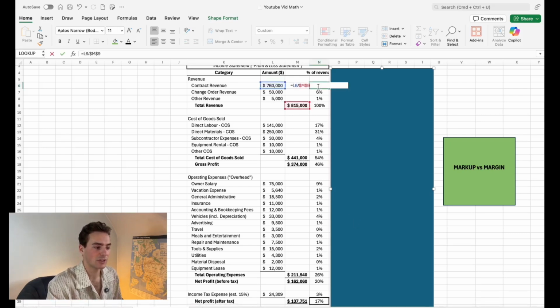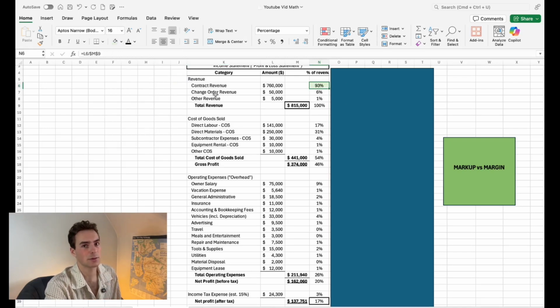So it's really easy. I just take every number and I divide it by the total revenue. You put that into your percentage format, and then you can compare across every category. So as you can see here, just roughly some of the ones that catch my eye: your contract revenue makes up 93% of your total revenue. Okay, your direct materials and labor are 17 and 34% respectively.